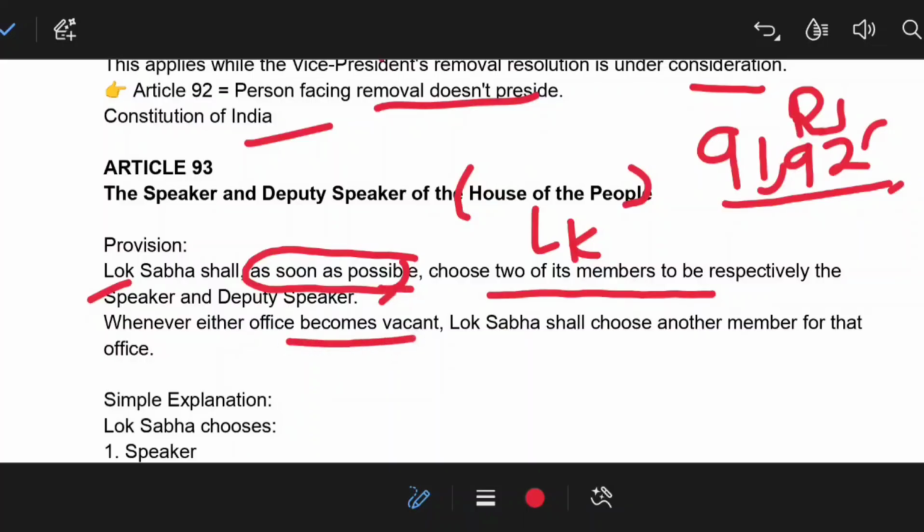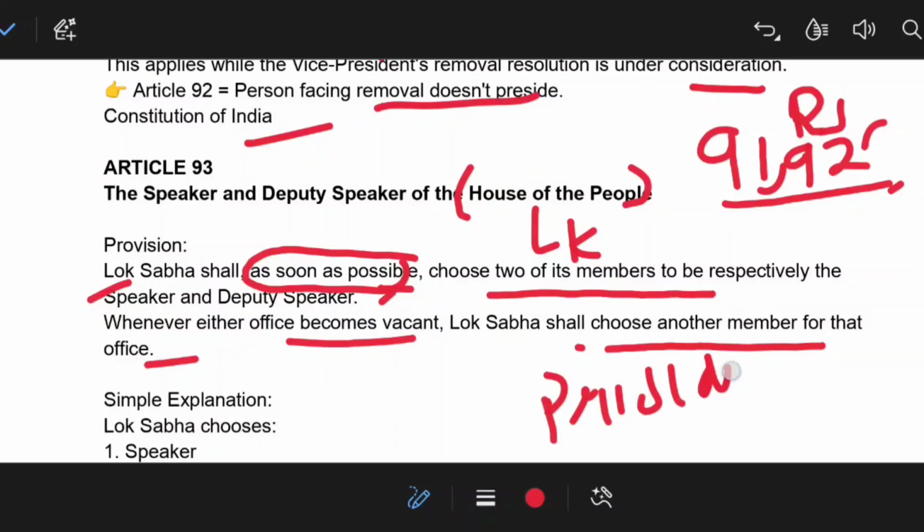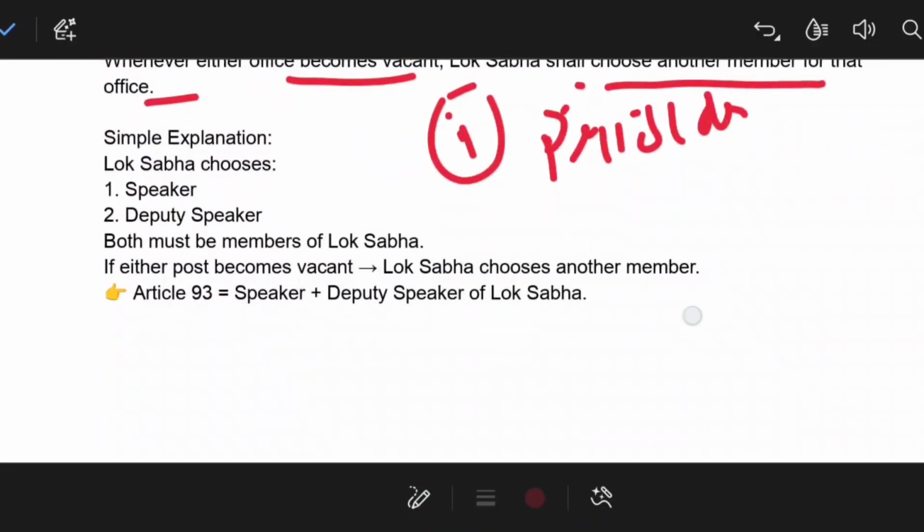Whenever either office becomes vacant, let's suppose due to some reason the Speaker is absent or their office is vacant, and the Deputy Speaker is also absent or their office is vacant, then Lok Sabha shall choose another member for that office. That means simple. So here you can see that under Article 93 the President has no role, but in Article 91 Clause 1 I have already told you that the President will choose. Okay, so Lok Sabha chooses two members. One will be Speaker and another one will be Deputy Speaker, and both must be members of the Lok Sabha.